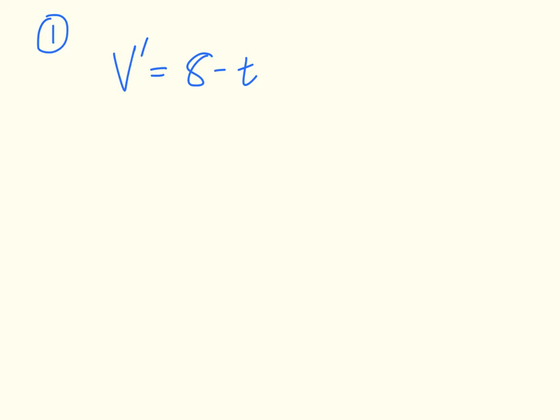Question 1. You'll notice in the question it talks about the rate of the leak. Well, that means V dashed. So we have this formula which says V dashed equals 8 minus T. And we are asked to find out what V is worth. So how do you go from V dash to V? We integrate.